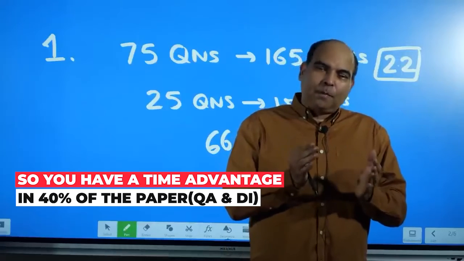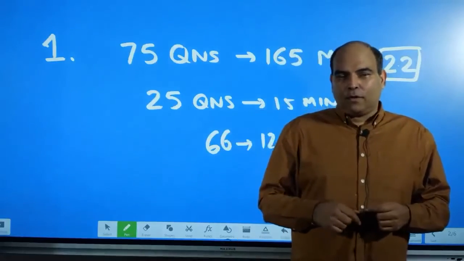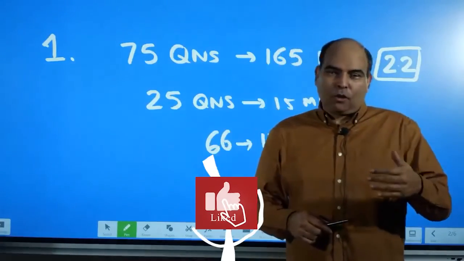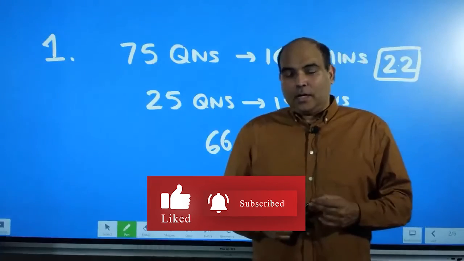The 40% of the paper में तुम्हारे पास time advantage है, that you've got more time per question than you have in the CAT. So that should allow you to solve a larger percentage of the questions than CAT allowed in its quant section.